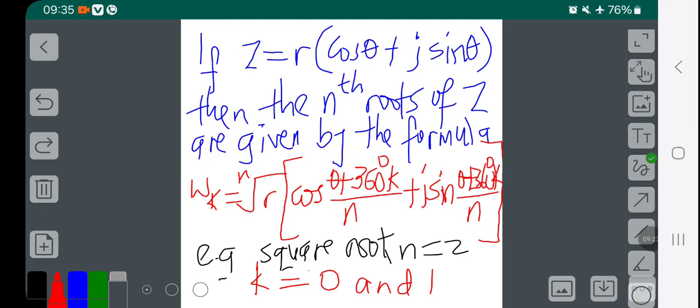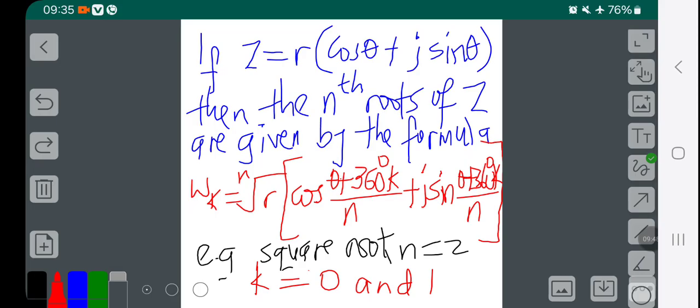But anyway, no need to worry. We are going to do an example on how to apply this formula, step by step, using the same formula. For now I'm just giving an example. If they ask you for a square root, you must know that your n is equal to 2, then your k is equal to 0 and k is equal to 1. So that is it.